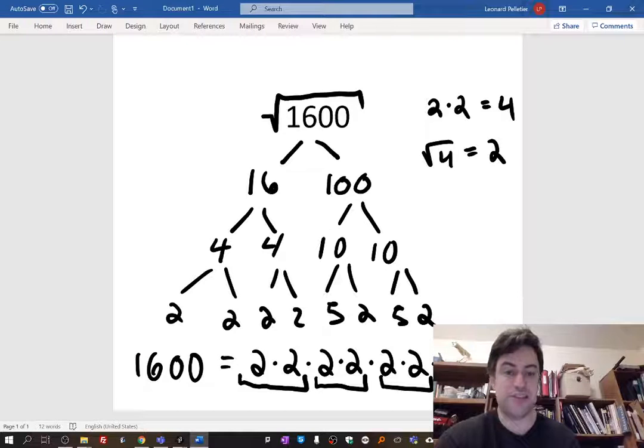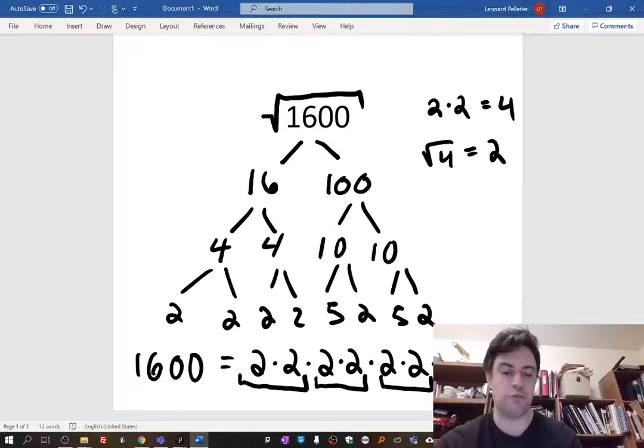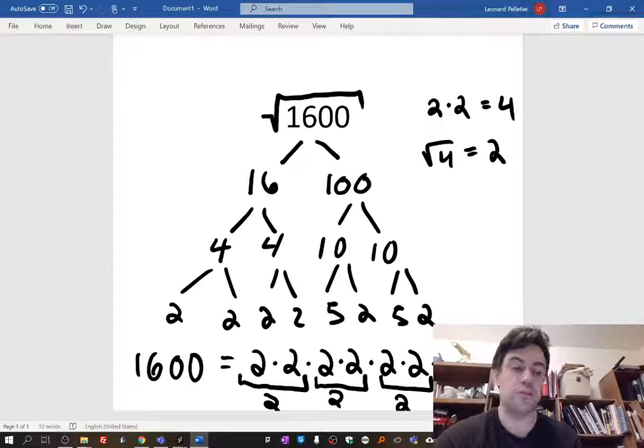So each one of these pairs of twos, or the pair of fives for that matter, is going to give us a perfect square. So when we square root them, I'm kind of running out of space here, but this pair of twos will reduce to two. When we square root it, this will turn into two, this will turn into two, this will turn into five. So the square root of 1600 is going to be 2 times 2 times 2 times 5, which is going to be 40, right? So 2 times 2 times 2 times 5 is 40. So the square root is 40. So yes, we can determine it does exist.